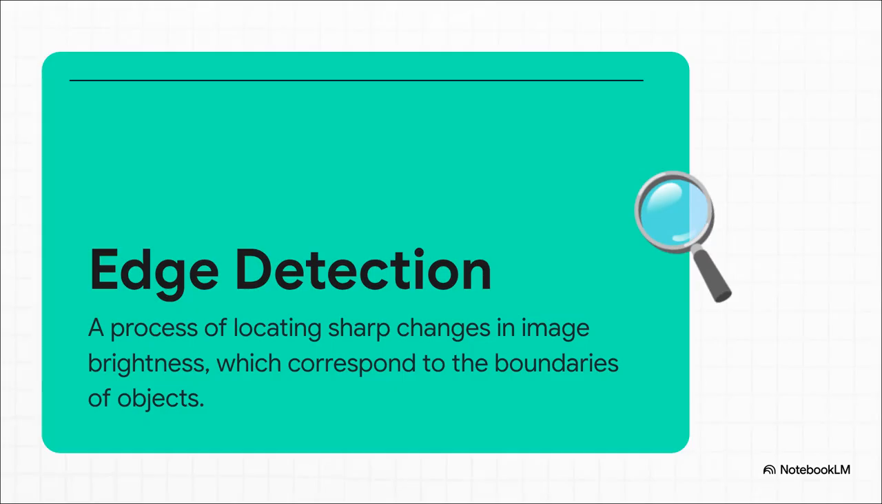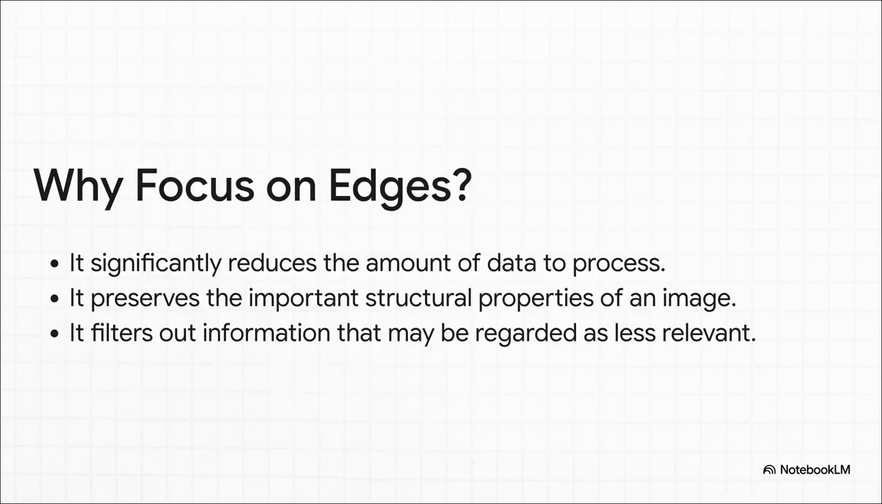And this whole process, it has a name, of course. It's called edge detection. Basically, it's a method for finding those spots in a picture where the brightness changes really sharply. And guess what? Those sharp changes almost always happen at the boundary of an object. So why this obsession with edges? Well, for starters, it massively cuts down on the amount of data the computer has to chew through. It also keeps the all-important structure of the image while cleverly throwing out all the distracting stuff like textures and shadows. It's all about making the world simpler without losing what's important.